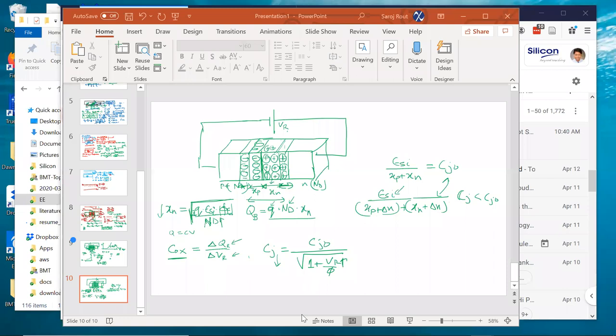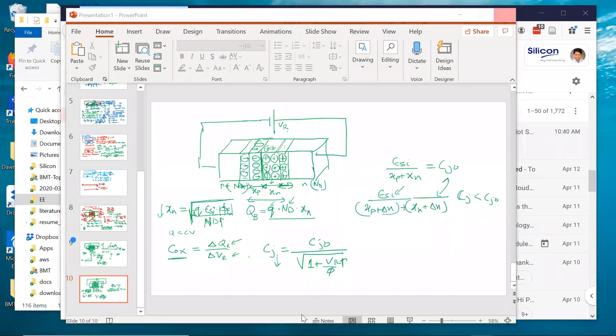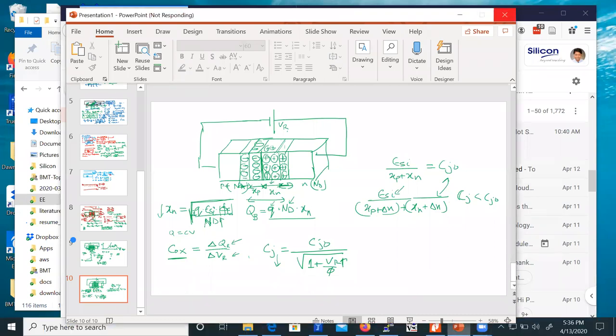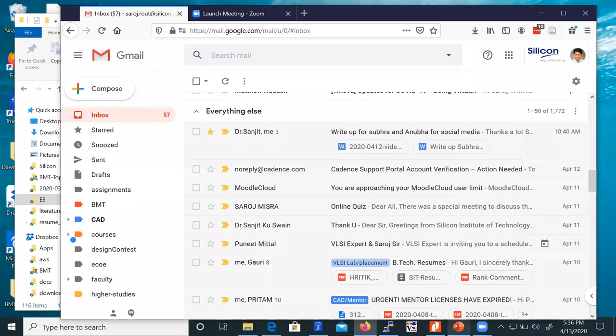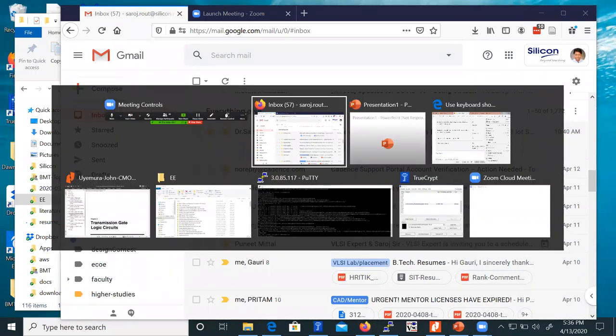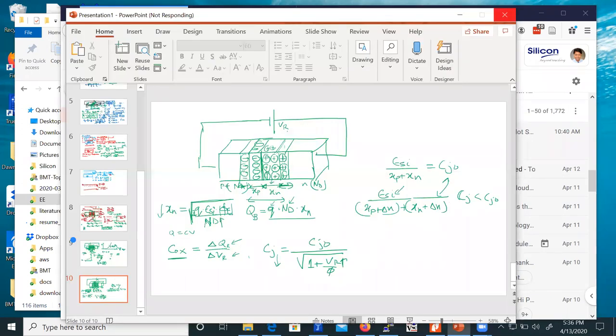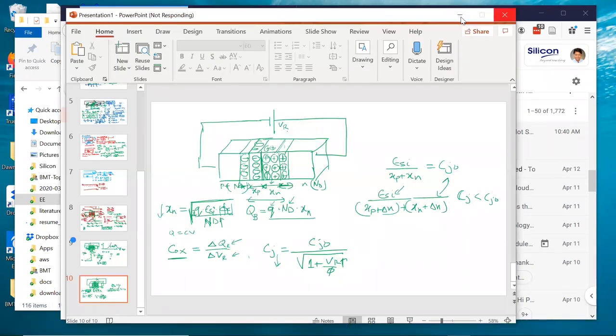All right, let me just add some slides here. Before we look at the MOS structure itself, let's see why we wanted that MOS structure to begin with. What's the motivation behind it? Just give me a second here.